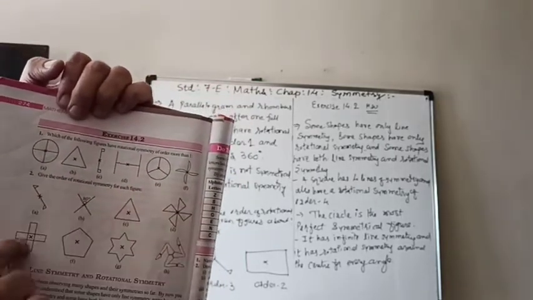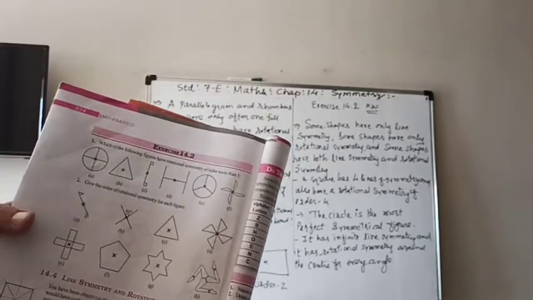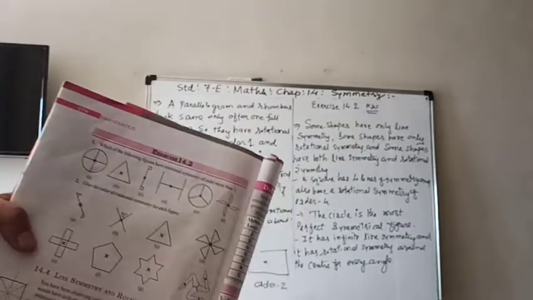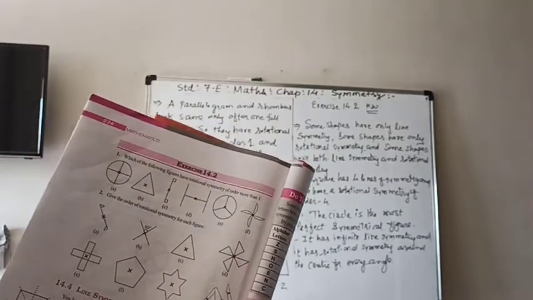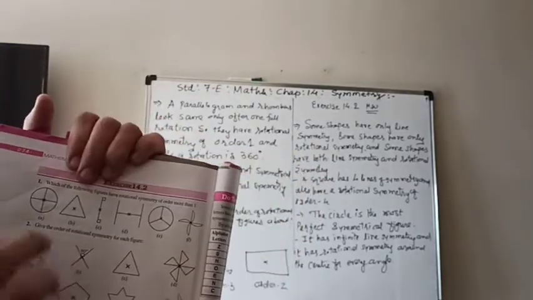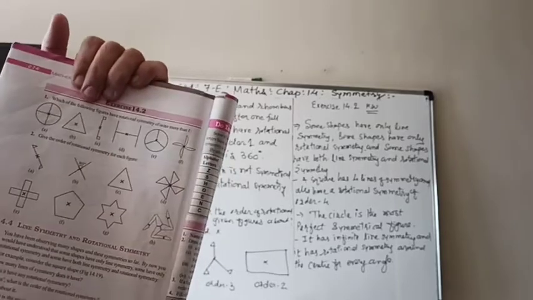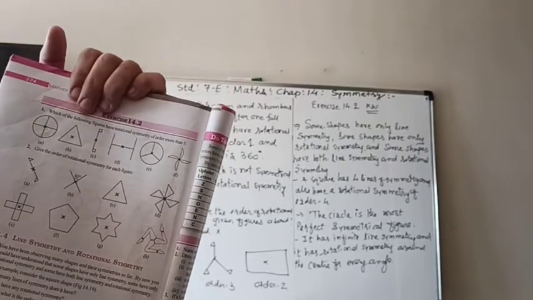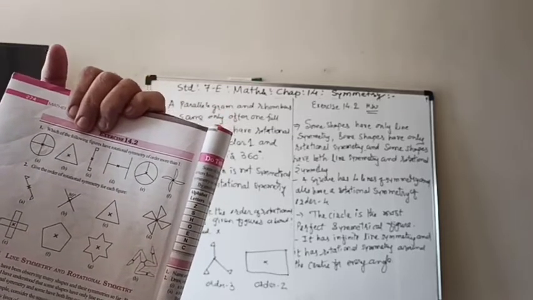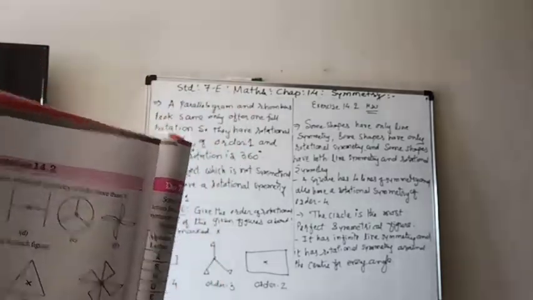So all of them. And in the second question, give the order of rotational symmetry for each figure. Here also they gave the designs, and you have to think about which order of rotational symmetry each has, and then it is very easy. So I am leaving it for you.